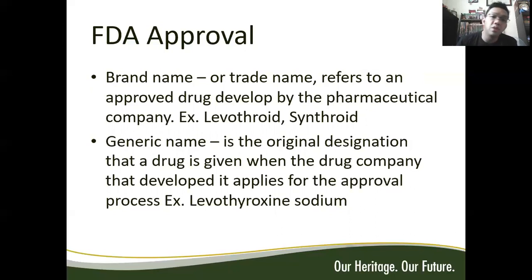This refers to the approved drug developed by the pharmaceutical company, such as Levothroid or Synthroid, while the generic name is the original designation that the drug is given when the drug company that developed it applies for the approval process, like levothyroxine sodium.